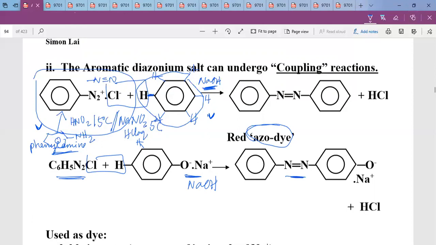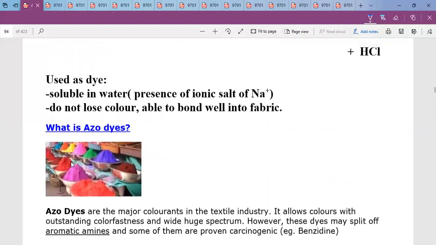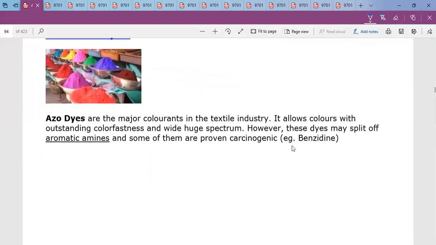Okay, use of dyes, can you see here? Now I'm going to go to one more thing. You can see all these dyes. In India, a lot of dyes are used because they make a lot of saris, you see. However, these dyes may split off to aromatic amines, and some of them are proven to be carcinogenic. So be careful.